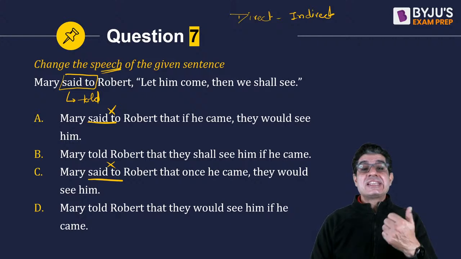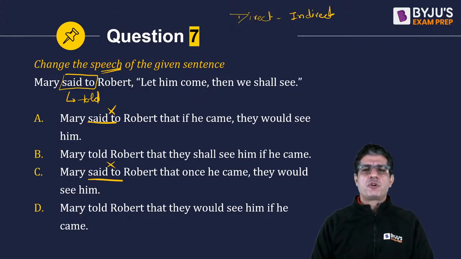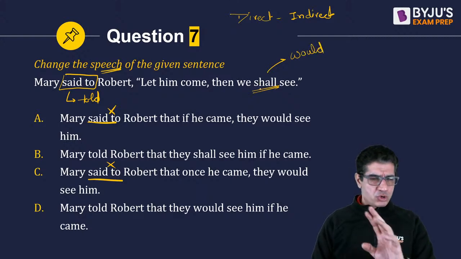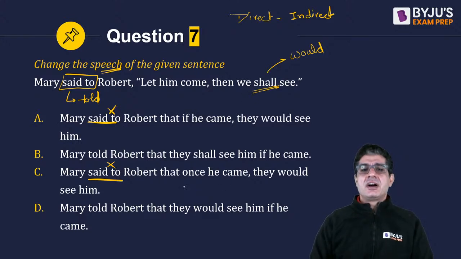So because it is in the past form, the tense of the part within the quote marks will change. So we can no longer use shall. What is the past form of shall? The past of shall is would. A lot of people make this mistake where they think that it is should. No, that is not the case, right? So if I look at B, we have not changed the tense, and therefore B can also be eliminated, and that leaves you with D as your best answer choice. So Mary told Robert that they would see him if he came.